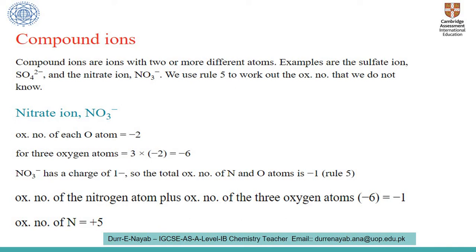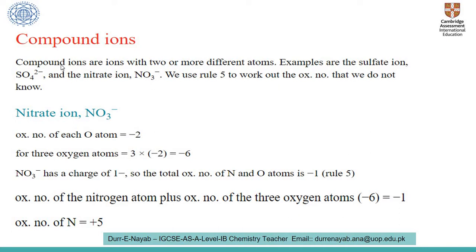Today we are going to start with the compound ions. Yesterday we assigned oxidation states and oxidation numbers to some compounds which were in the molecular form. Today we are going to study examples which exist in the ionic form. By ionic form we mean that they may be positively charged or negatively charged.